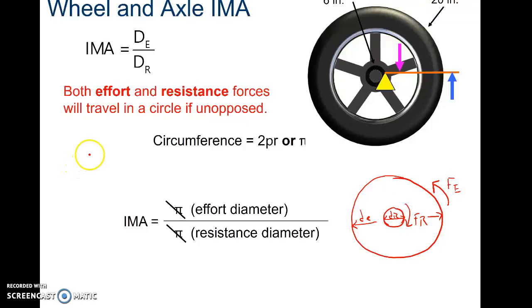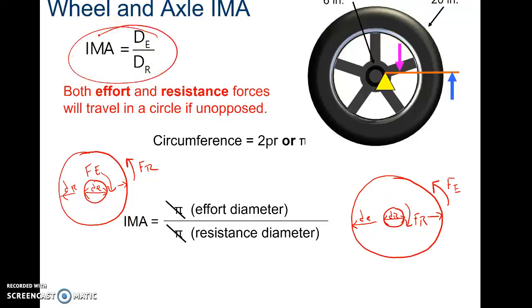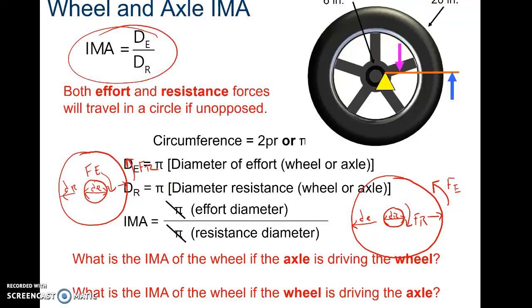But keep in mind that you can have the other scenario, where your wheel is the resistance force and your axle is the effort force. In that case, your axle is going to be your DE and your wheel diameter will be your DR. So it really depends. The first thing you need to do when looking at a wheel and axle system is decide: is my wheel driving my axle, or is my axle driving my wheel? That way you can identify your DE and your DR. Your IMA will be your DE over your DR.